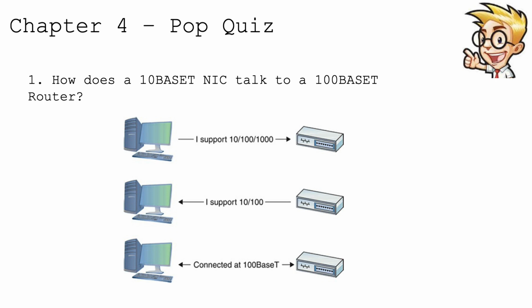How does a 10 base T NIC talk to a 100 base T router? Well, we talked about what's called negotiation. They're going to say, hey, I'm on 10, hey, I'm on 100, okay, we can both use 100 because they both support 100, right? So if they both support it, they will negotiate and create the connection.